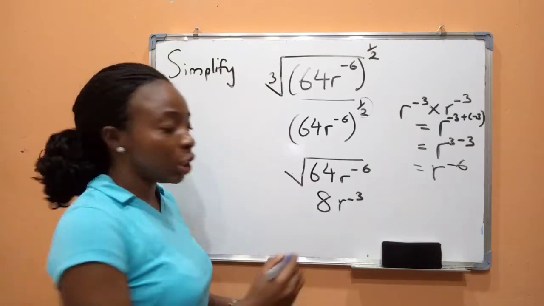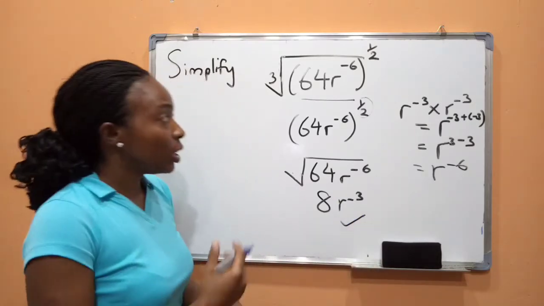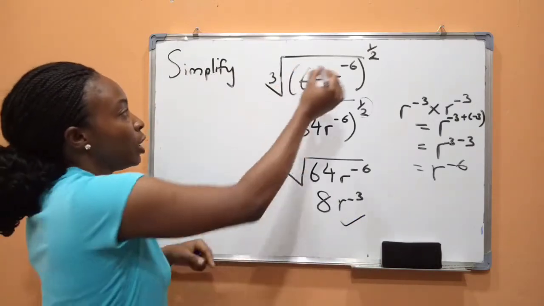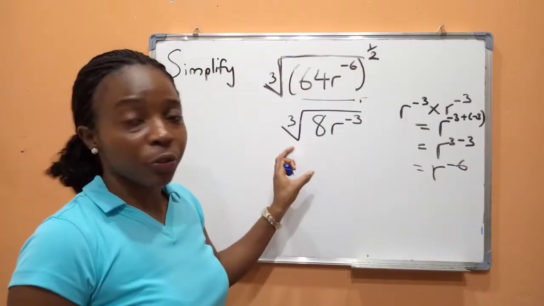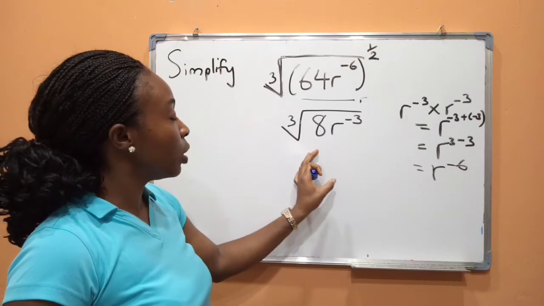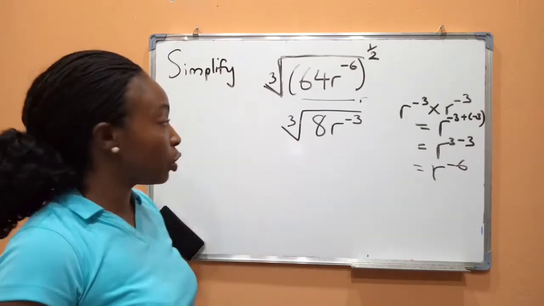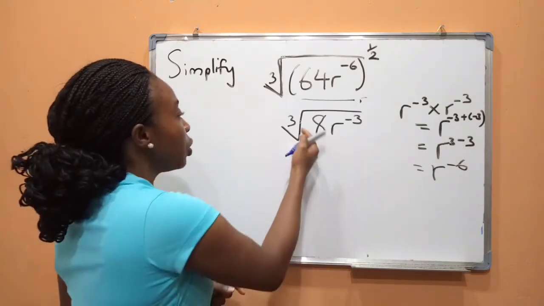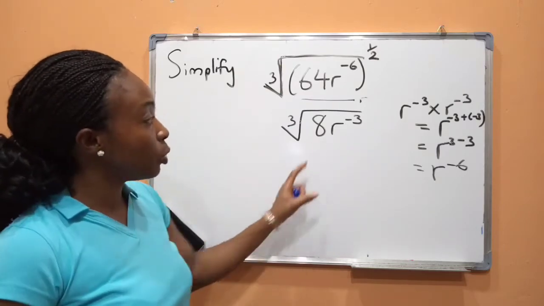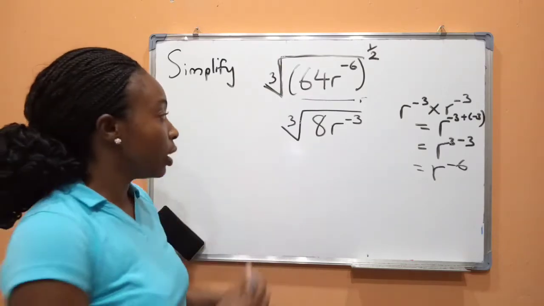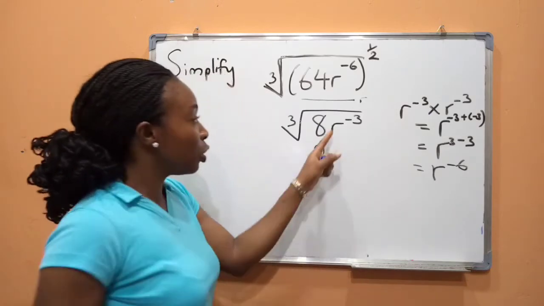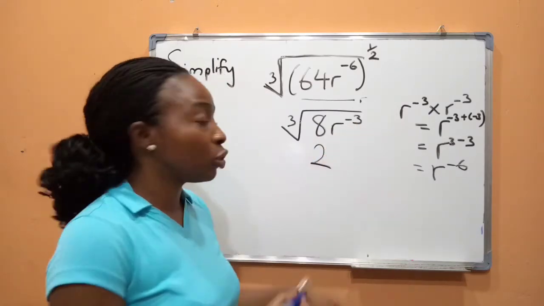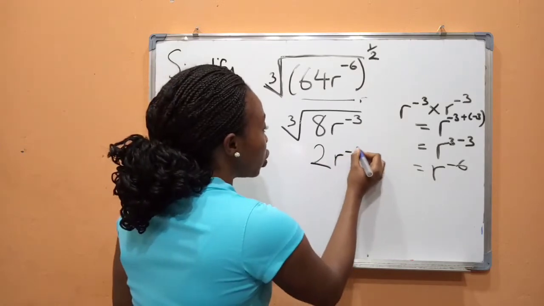Now that we have gotten the square root of this, the next thing we do is to solve for this. We need to find the cube root. So now we need to find the cube root of 8r raised to the power of minus 3. The cube root: we are asking ourselves, what number do we multiply 3 times to get 8? It's 2. So the cube root of 8 is 2. And then the cube root of r to the power of minus 3 is r to the power of minus 1.